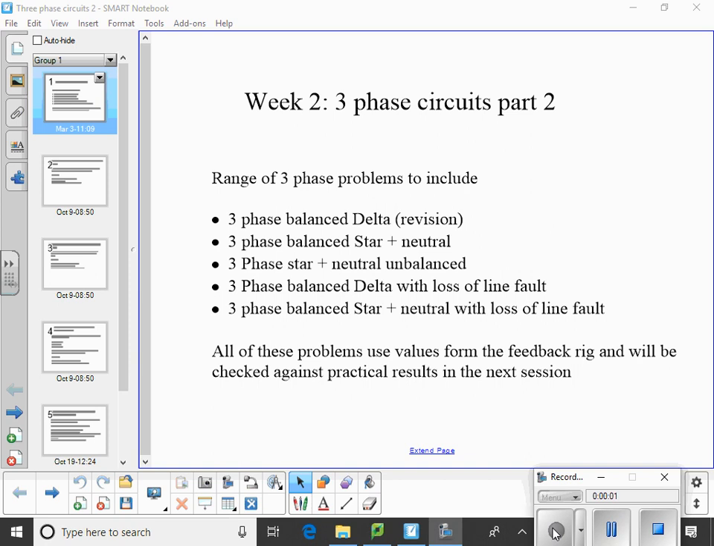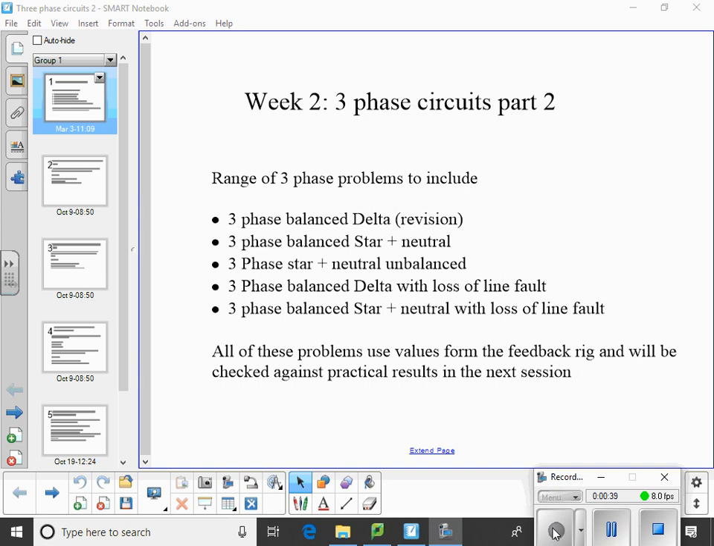Right, over the next couple of weeks, I'll explain, because I don't usually get all of this, what's on this handout I just gave you, done in one week. What we're going to do is look at a range of three-phase problems that include a balanced delta, which is a bit of a revision because I think we went through that last week anyway. Three-phase balanced star with the neutral, three-phase star with neutral unbalanced, three-phase balanced delta with a loss of line fault on it, and a three-phase balanced star and neutral with a loss of line.